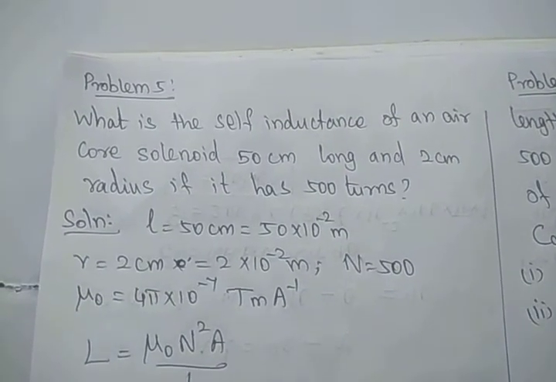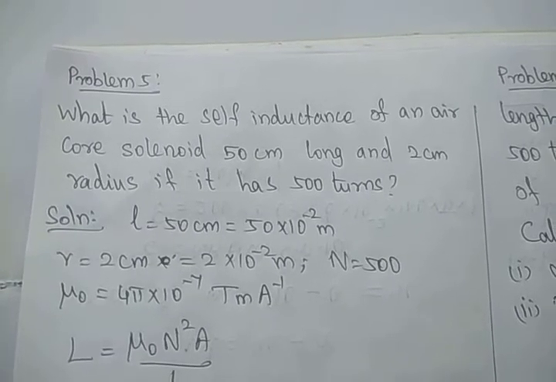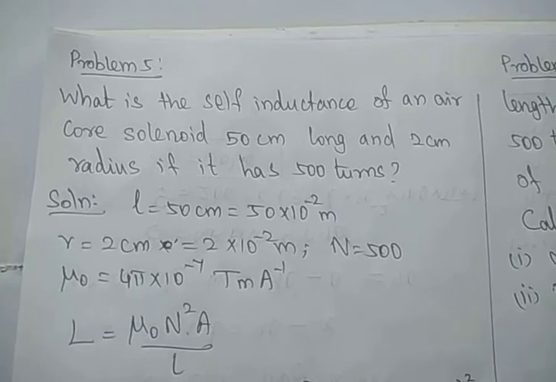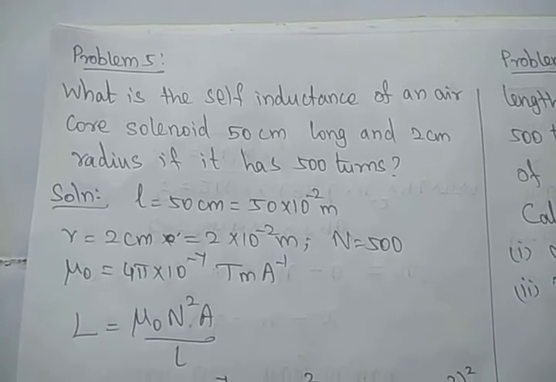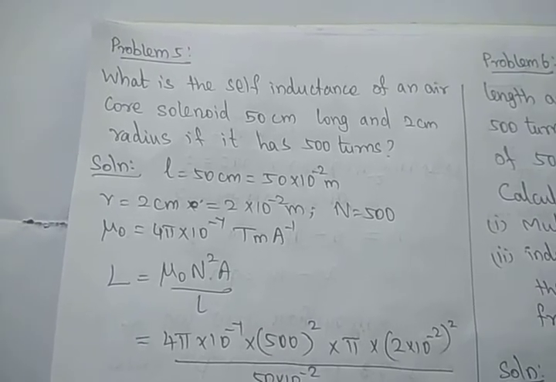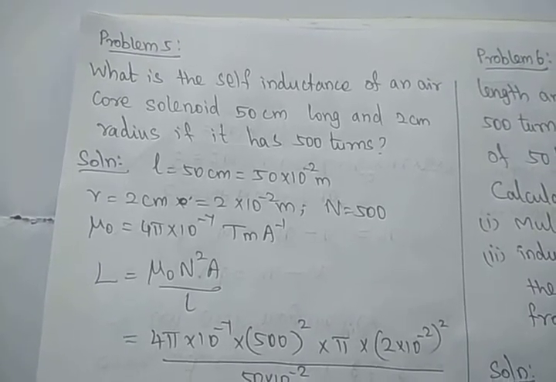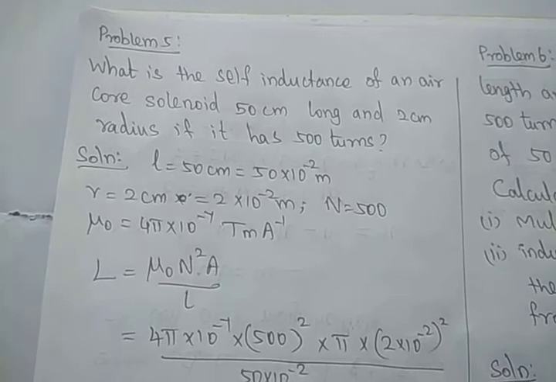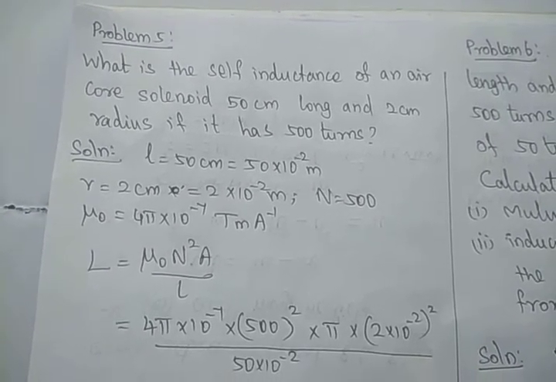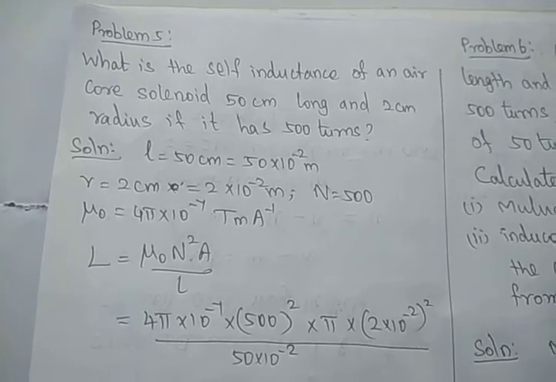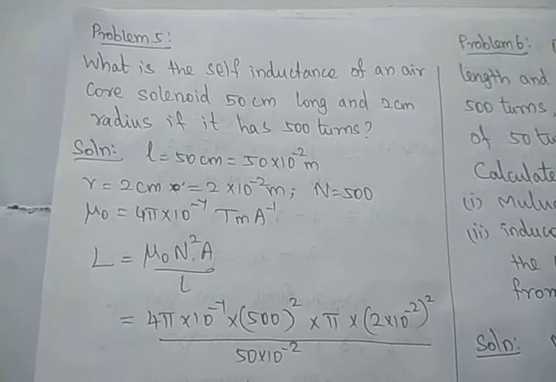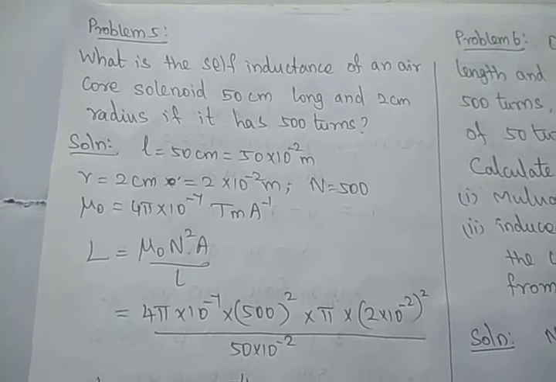Next problem: what is the self-inductance of an air core solenoid 50 centimeter long and 2 centimeter radius if it has 500 turns? So the length of the solenoid is 50 centimeter, that is 50 into 10 power minus 2 meter. The radius of the coil is 2 centimeter, that is 2 into 10 power minus 2 meter. The number of turns in the solenoid is 500. So mu naught is equal to 4 pi into 10 power minus 7 Tesla meter per ampere.